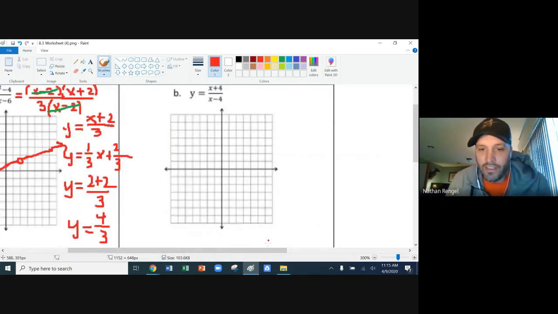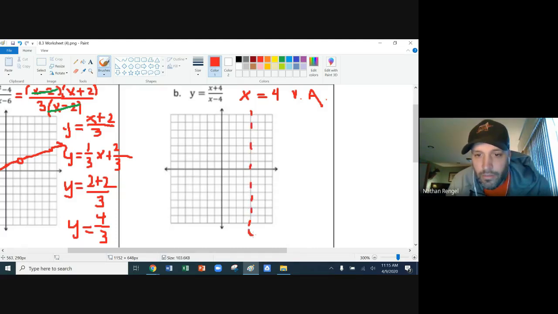All right, B is already factored out for us. Whew, that'll be nice. Check, is there anything that removes? No. So that means that we're going to have an asymptote. I'll just put that here. X equals 4 is going to be my vertical asymptote. There it is. No holes, nothing removes. So let's graph that vertical asymptote. 1, 2, 3, 4. There's my vertical asymptote.